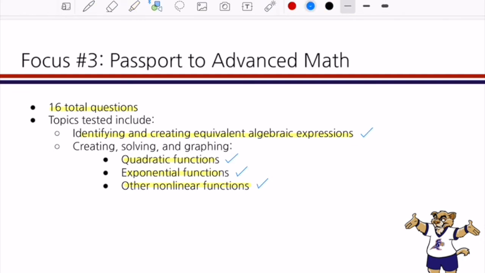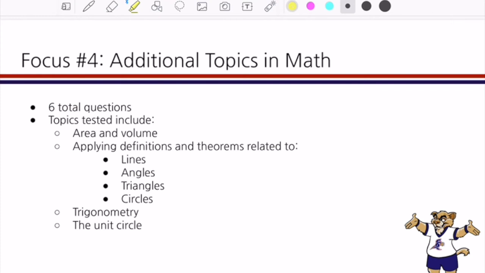And again, in our class this year, we've covered each of these topics at some point throughout the year. So you'll use your notes from our math class this year to help you while you're preparing to take the SAT. There's a fourth focus called Additional Topics in Math. Out of the 58 questions on the SAT math test, 6 questions come from this section.